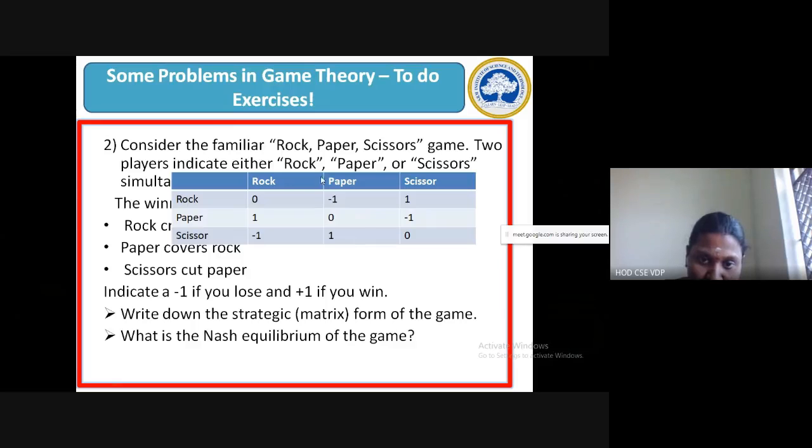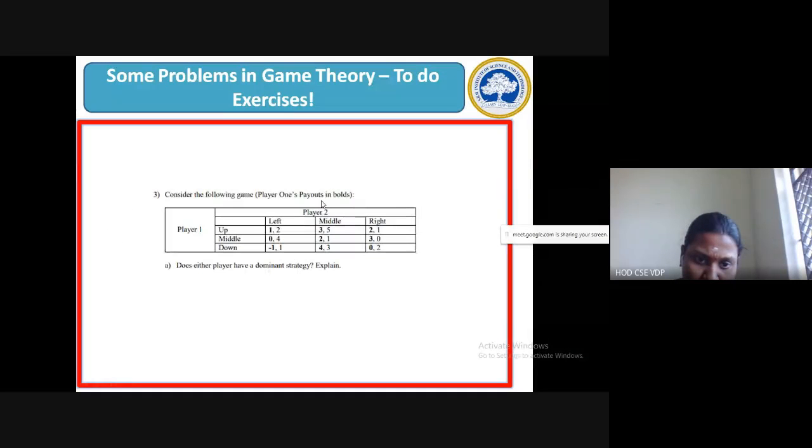Okay, try doing this paper because it's a to-do exercise. Tomorrow I'll give you the solution for this. And you also have one more problem. This is also a to-do exercise only. Does each player have dominant strategies, and explain the payoff? Okay.